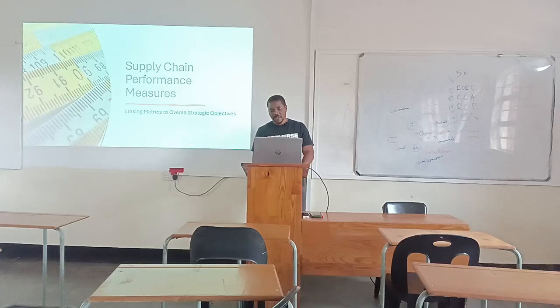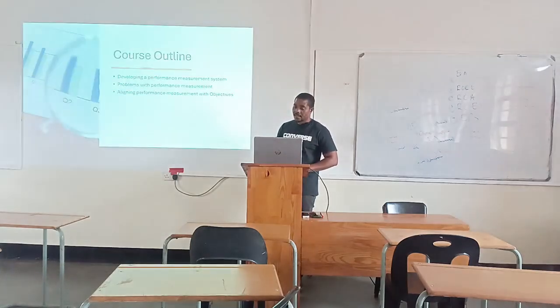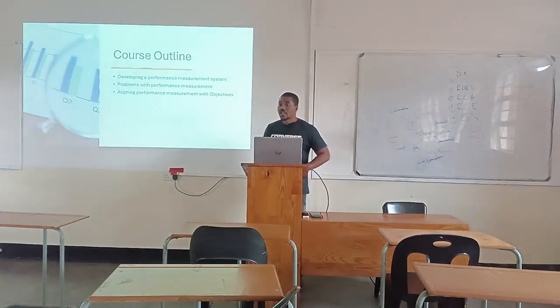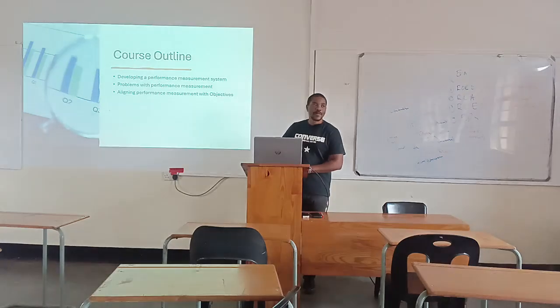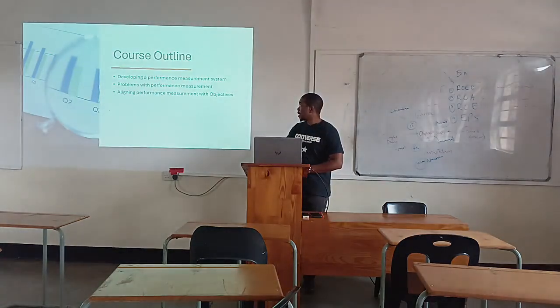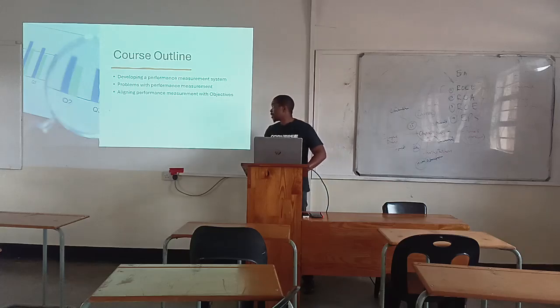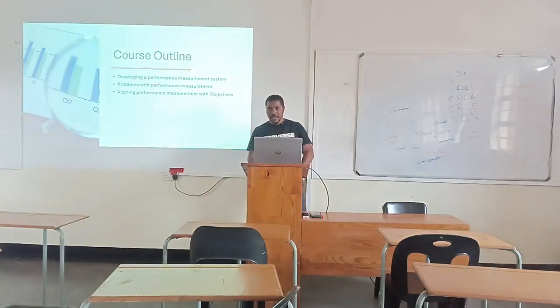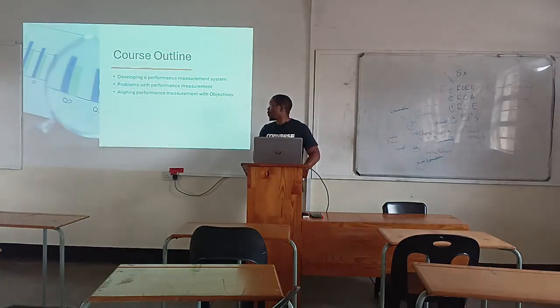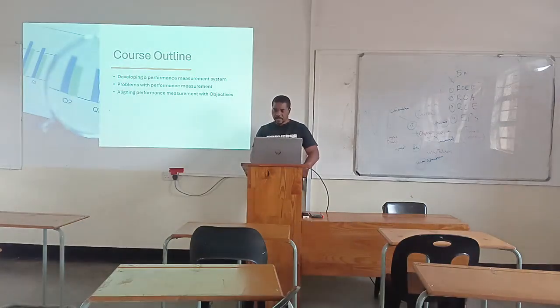So let's look at what we want to cover today. All right? So today we want to look at developing a performance measurement system. How do we come up with one? How do we come up with a performance measurement system? And then the problems that we should anticipate with performance measurement. And lastly, aligning performance measurement with the overall objectives of the organization.